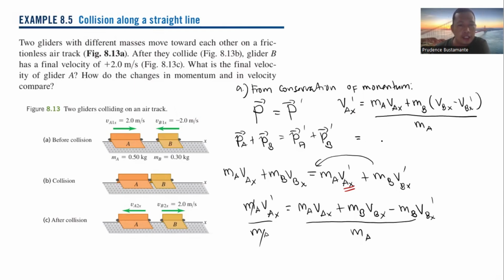So we can write this one. The mass of A is 0.5 kilograms times the velocity of A. How much is the velocity of A? Initial is 2 meters per second. It's 2.0.